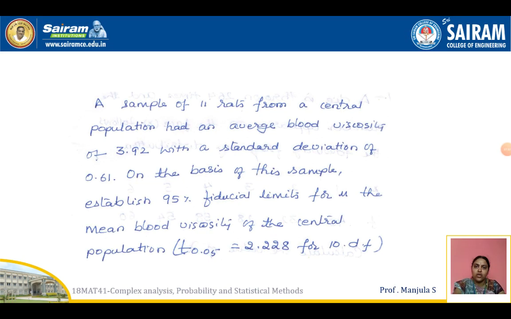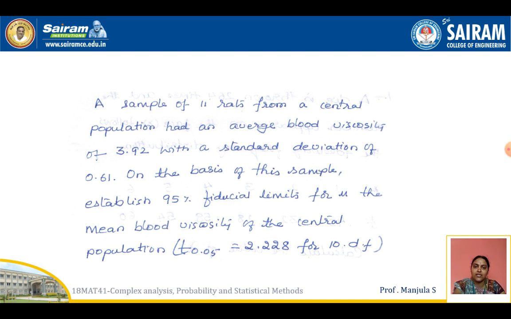You just read out here: a sample of 11 rats. So here n is equal to 11. So degrees of freedom we can take as 10 here. The standard student T distribution value at 95% they given as 2.228 for 10 degrees of freedom. So already standard value they given, and n is equal to 11 here, and average blood viscosity they given as 3.92, with a standard deviation also given as 0.61.